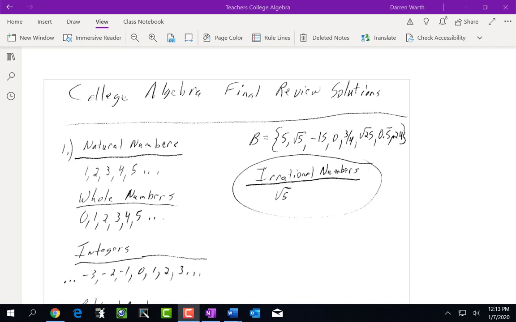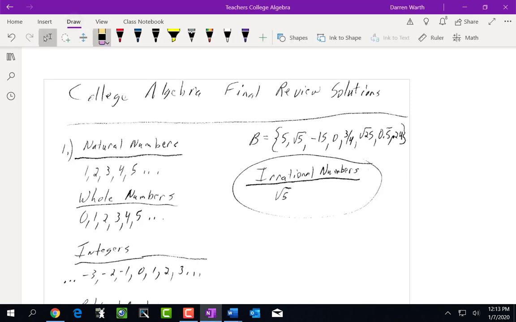Okay, as we look at our final review on number 1, it wants us to list the irrational numbers. So it gives us a list of numbers, and we need to find the irrational number that's in this list. So here's my list, and off to the side here, I've gone ahead to remind you exactly which numbers belong to which group.